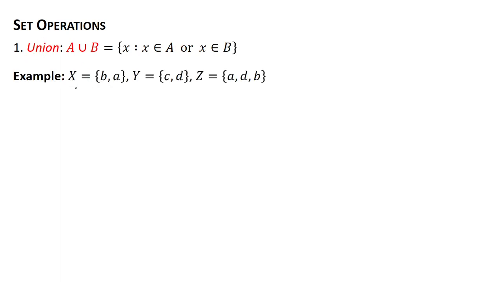For example, consider set X containing B and A, Y containing C and D, and Z containing A, D, and B. What is the union of X and Y? So again, kolektahin lang natin. It should be in X, so B and A, or it should be in Y, C and D. At wala namang overlap, so that's already the answer.